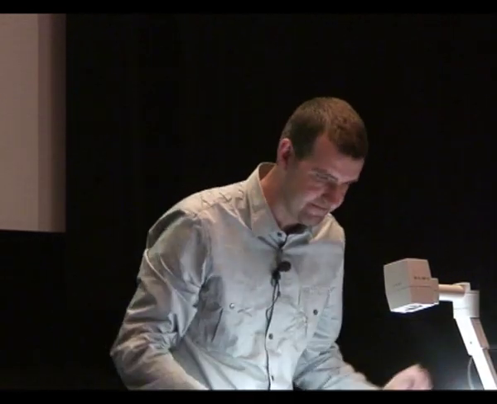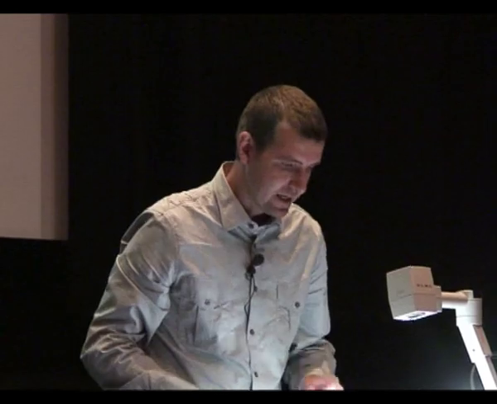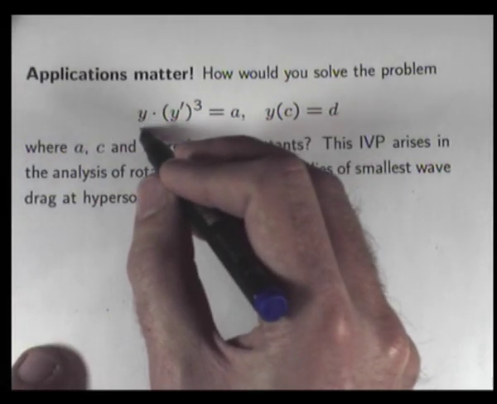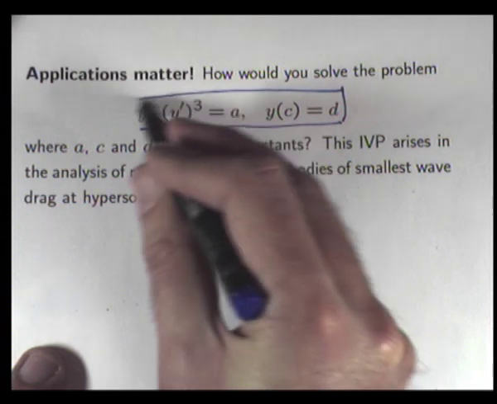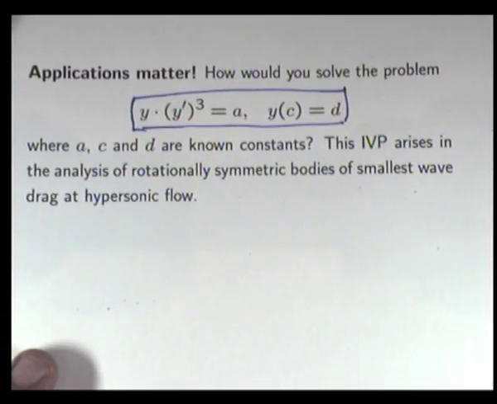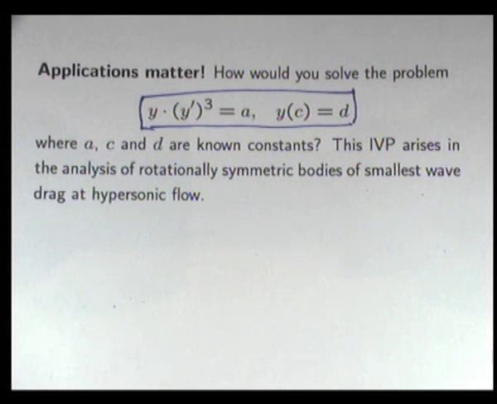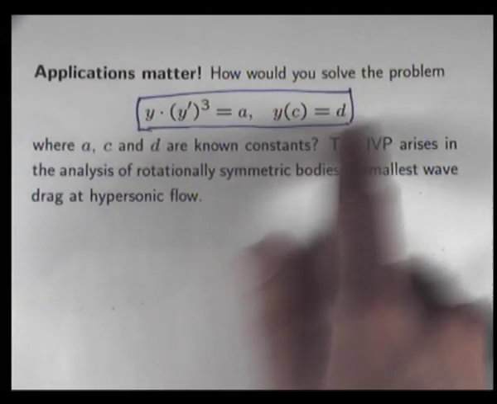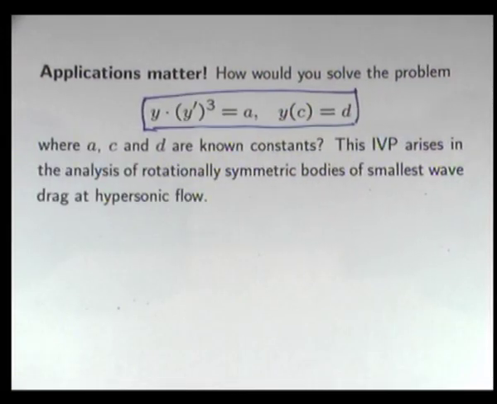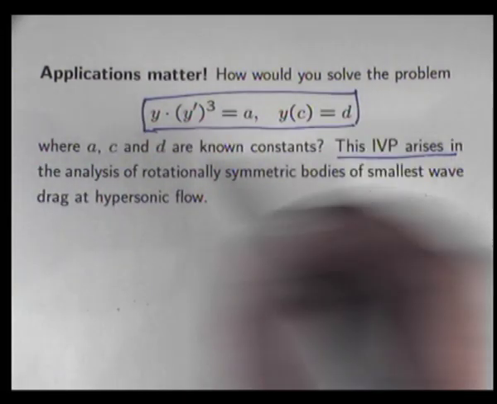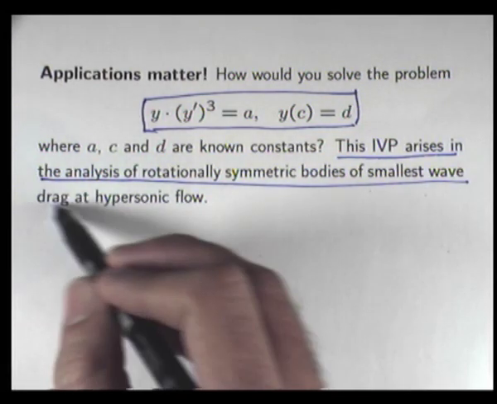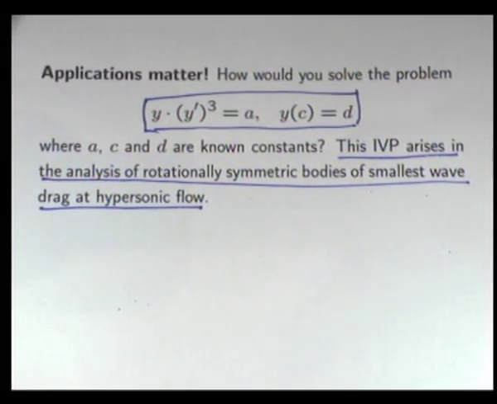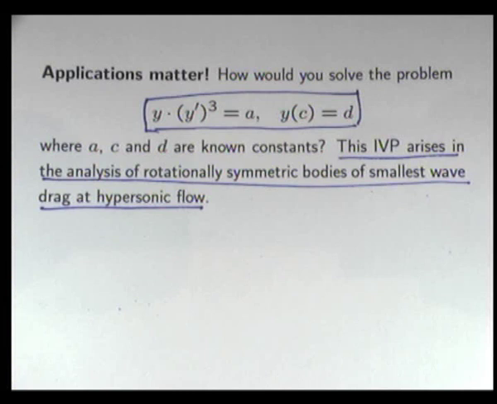All right, so here's a problem for you to try at home. We're given a so-called initial value problem. Okay, here the A, C, and D are just constants. Y is the unknown function, and we're asked to solve this initial value problem. And we're told that it arises in the analysis of rotationally symmetric bodies of smallest wave drag at hypersonic flow.